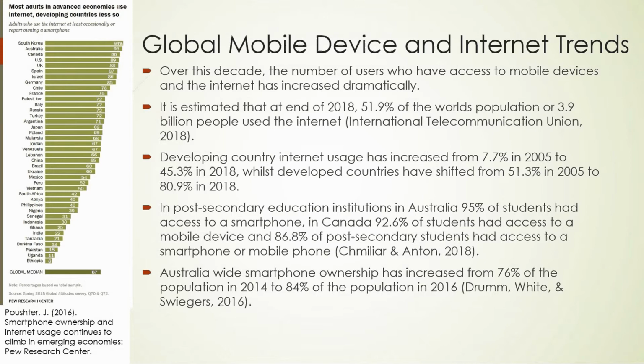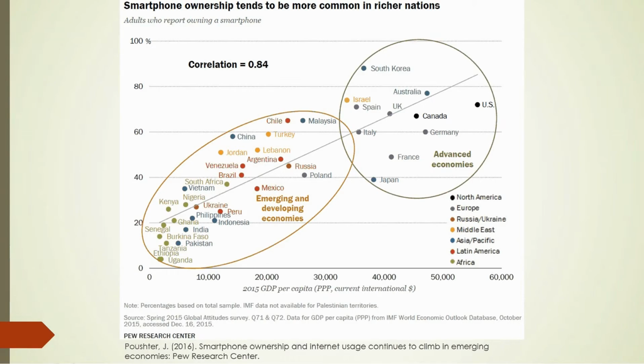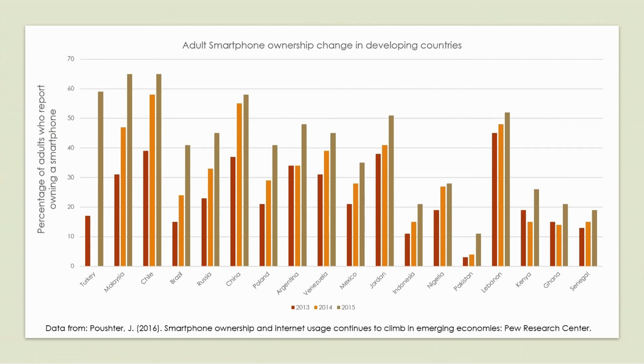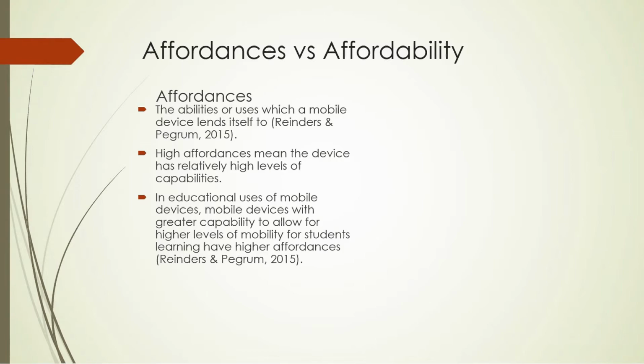Australia-wide smartphone ownership has increased from 76% in 2014 to 84% of the population in 2016. Mobile phone ownership has a strong correlation with wealth, as shown by this graph comparing GDP per capita to the percentage of the population who own a smartphone. However, smartphone ownership is increasing in developing countries, as shown by the graph comparing 2014 and 2015 smartphone ownership in reported developing countries.